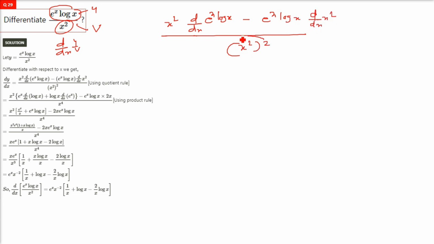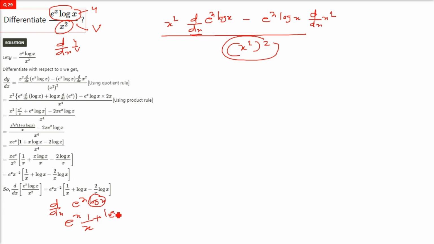X square. So I'll deal with the denominator later. Let us see the numerator. So e to the power x log x, we will apply the product rule. What is the product rule? The first one, differentiation of the second one, plus differentiation of the first one and the second one.